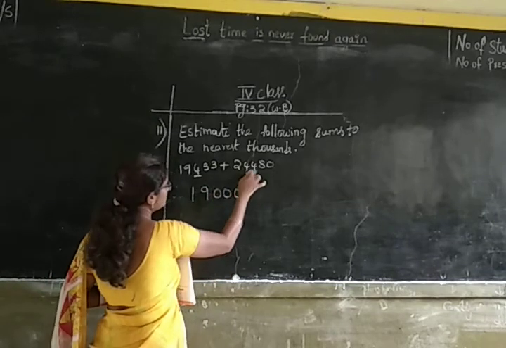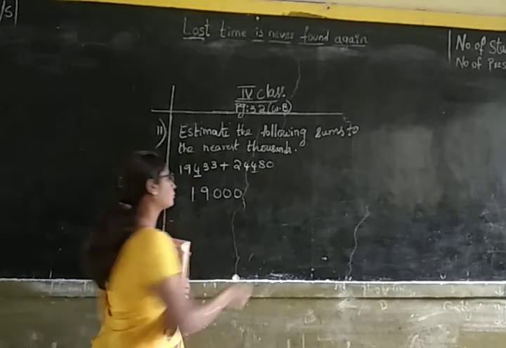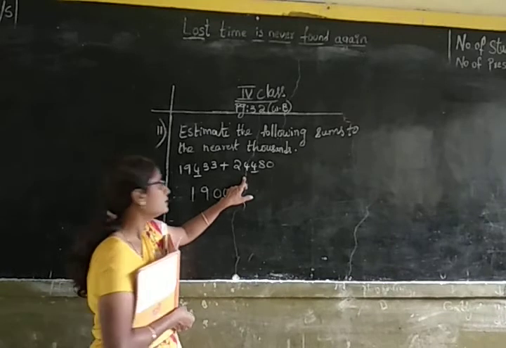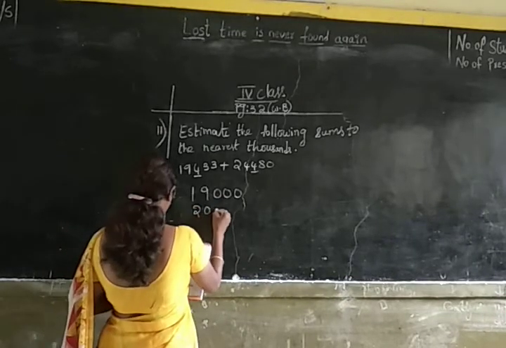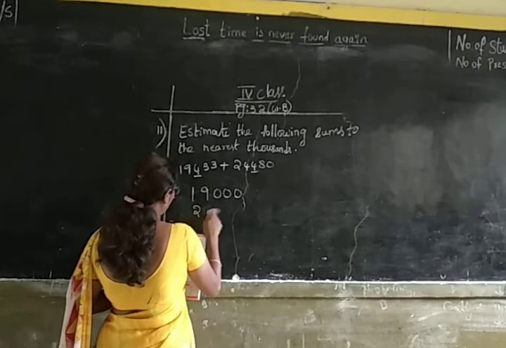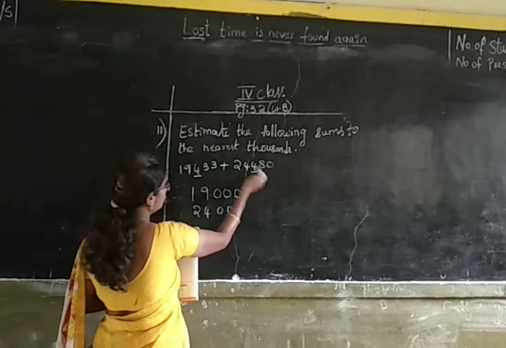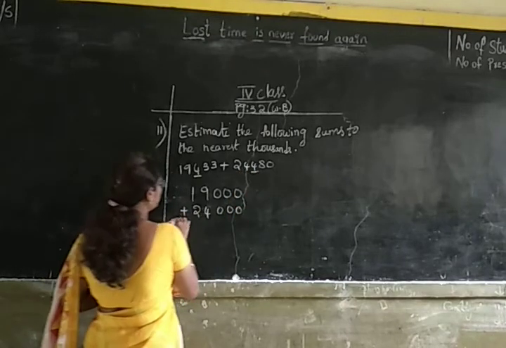Now let us round off this number. In the hundreds place, this number is having 4. So no need of adding 1 to the next number. This will become 24,000. So here the number in hundreds place is 4. No need of adding 1 to the next number. So this number will become 24,000.